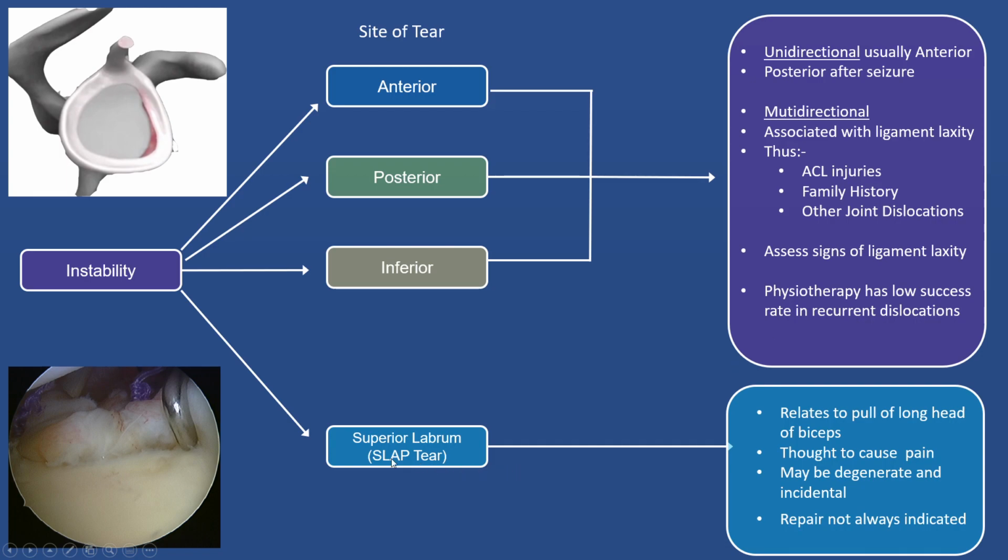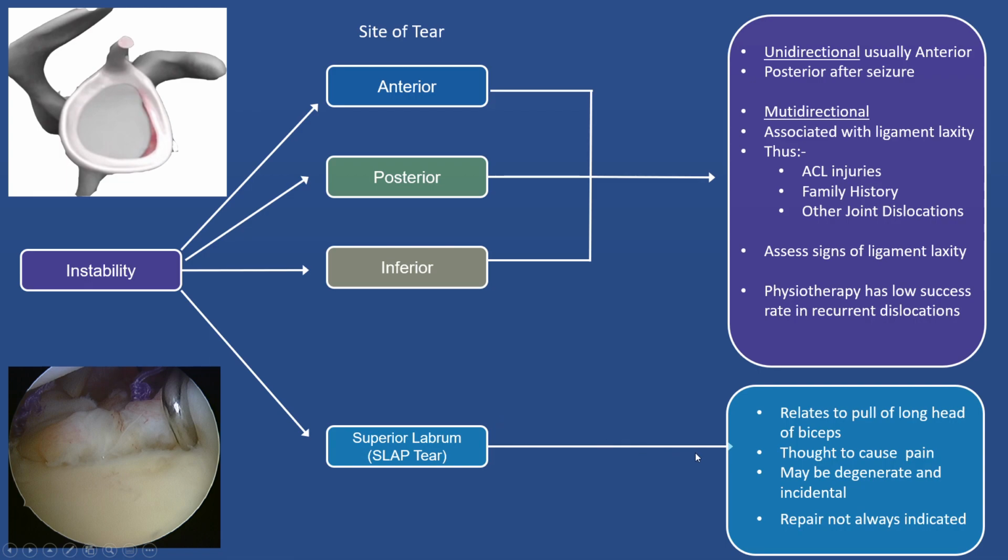Now, there's another type of instability pattern, or I consider it an instability pattern, which is the superior labral tears, where the labrum tears at the top of the glenoid. Now, as opposed to this being a dislocation or instability, it relates to the biceps tendon pulling on the labrum away from the glenoid. This is known as a SLAP tear.